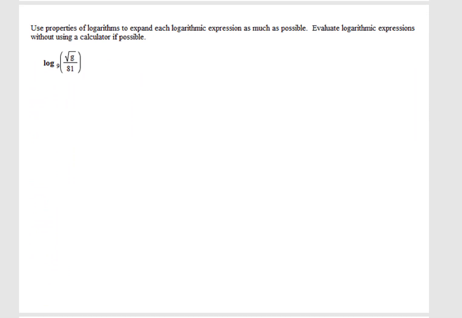Okay, so now we're going to put it all together. It tells us to use the properties. The very first thing I'm going to do, since they're telling me to expand, and remember that when I'm expanding, I'm taking one log into multiple logs, is go ahead and first get everything out of the parentheses. So let me rewrite this a little bit bigger.